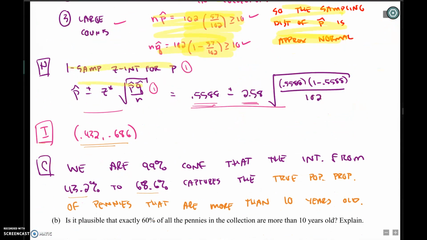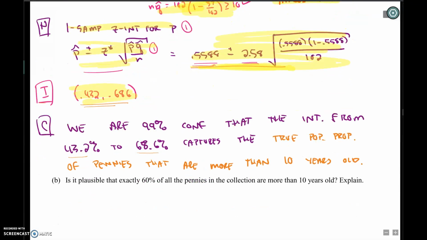Point for the name, point for the formula. Calculate it. Actually, this is just going to be this right here. If you have the formula, you don't really even need to show this. Or if you don't want to put the formula with symbols, you could just put this and get credit for the formula. But 1 point for the actual interval being correct. And then usually 2 points for the conclusion.